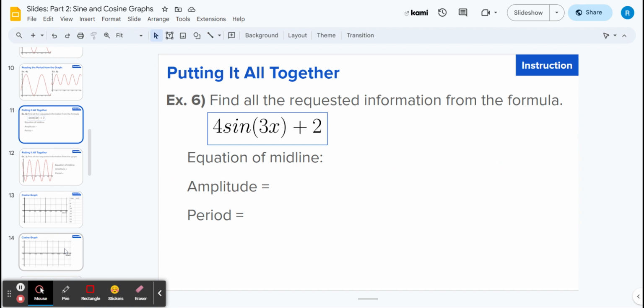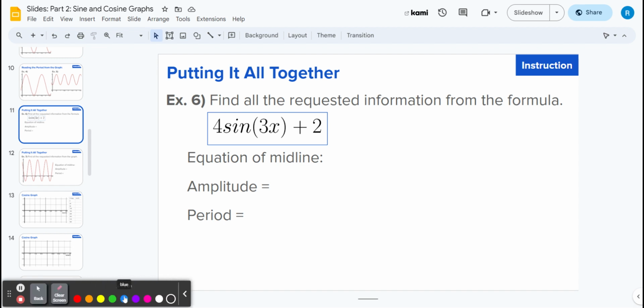Now, let's just do a couple examples where we're going to put everything together. So we've kind of ignored the equation of the midline, we've ignored the amplitude, and focused on period today. But we want to go through one time and just find all this information from the formula.